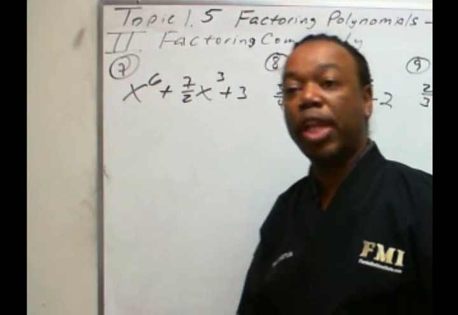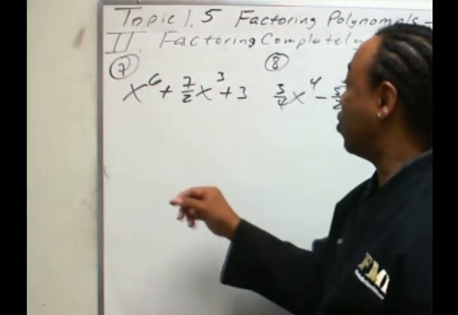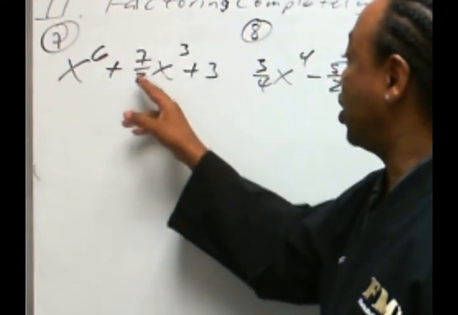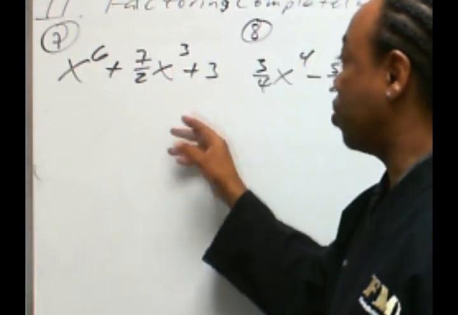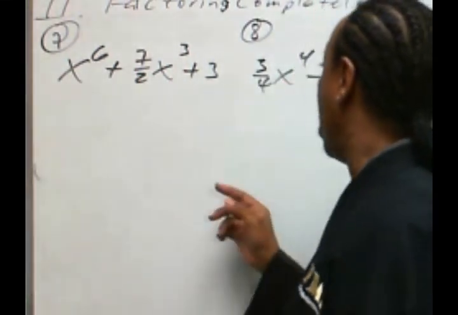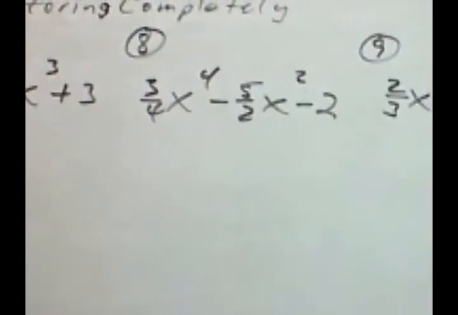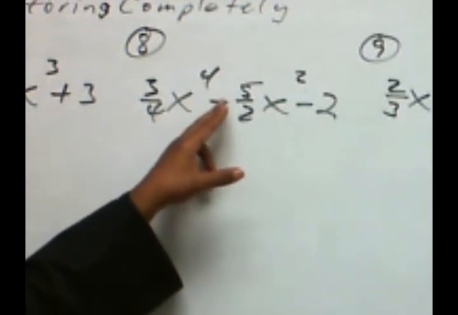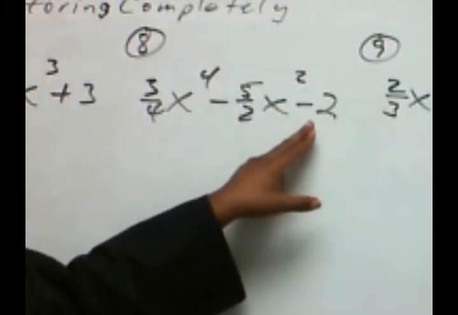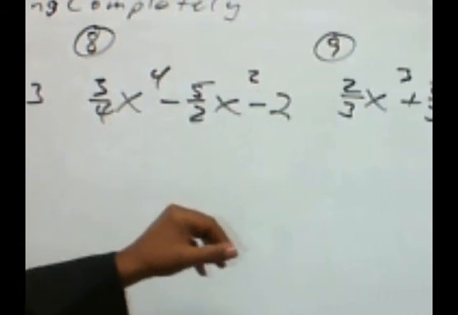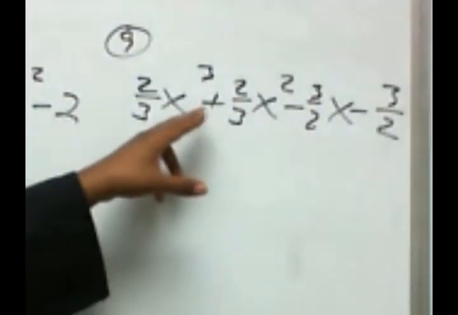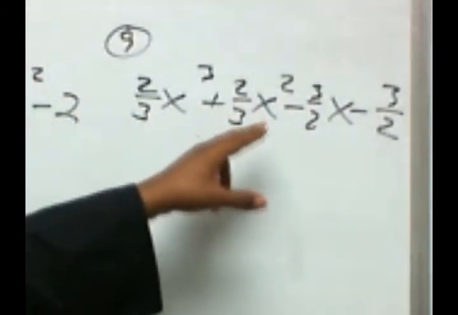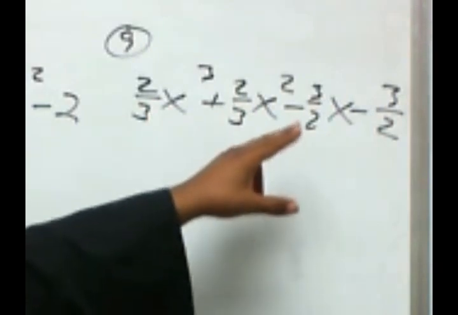Okay, I want you to do the last problems on your own. Number 7, x to the 6 plus 7 over 2 x cubed plus 3. Also number 8, 3/4 x to the 4th power minus 5 over 2 x squared minus 2. And finally number 9, 2/3 x cubed plus 2/3 x squared minus 3 over 2 x minus 3 over 2.